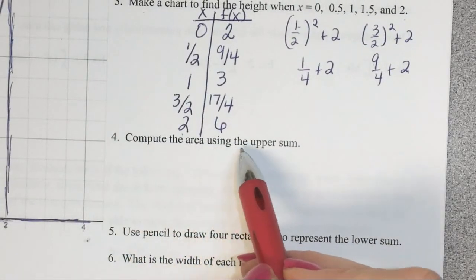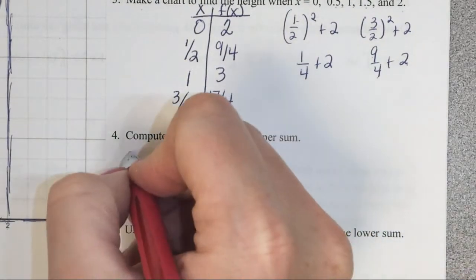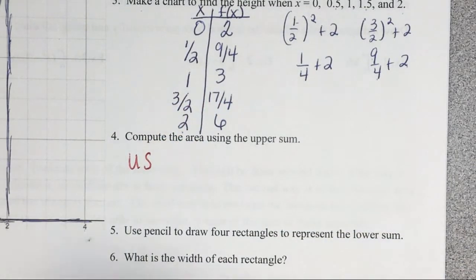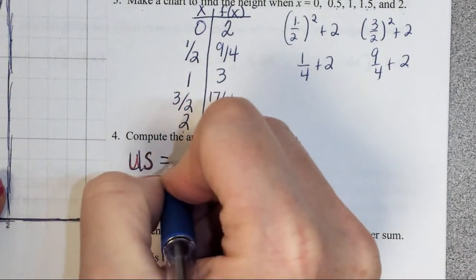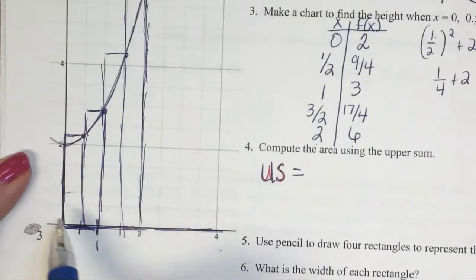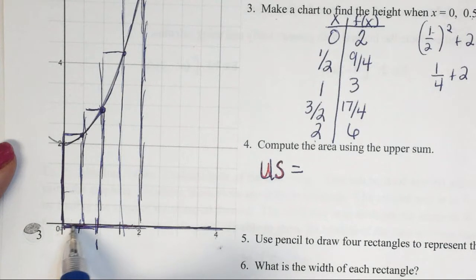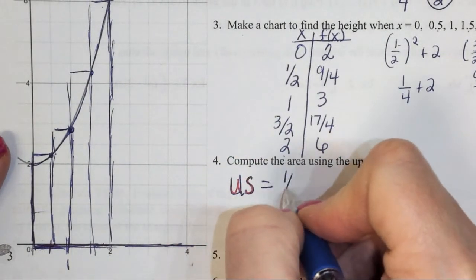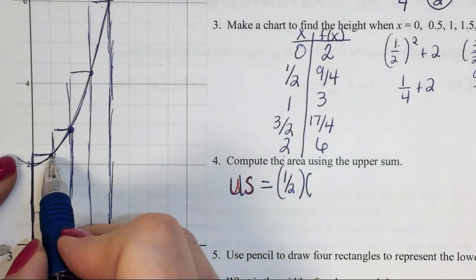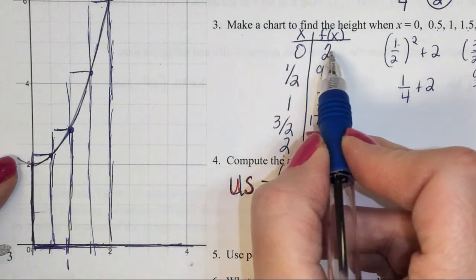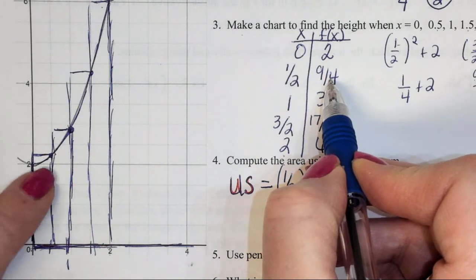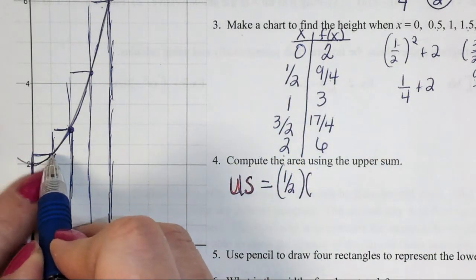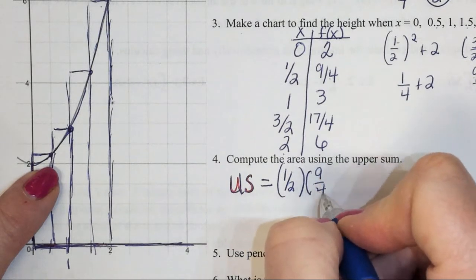All right, so we've got that. Now we're supposed to compute the area by using the upper sum. So the upper sum is going to be equal to, these are rectangles. To find the area of a rectangle, it's base times height. What's the base here? How far is that from here to 1/2? So it's going to be 1/2 times the height. Which point am I going to use? Is it the 2 or the 9/4 that's the height there? 9/4 is the height, isn't it? So I have to use 9/4.